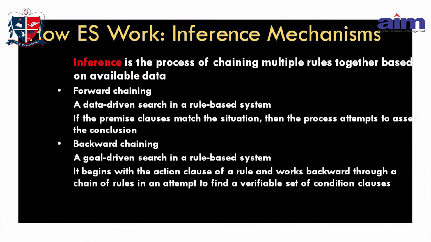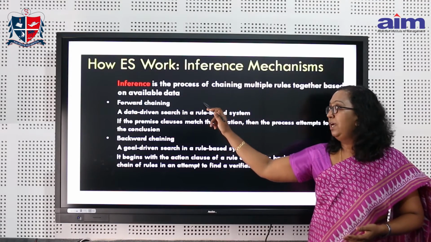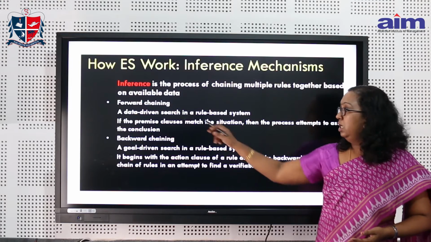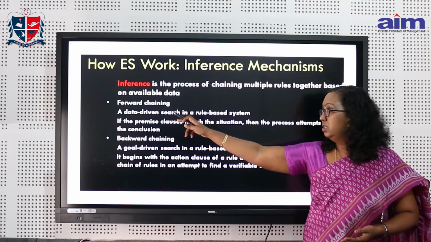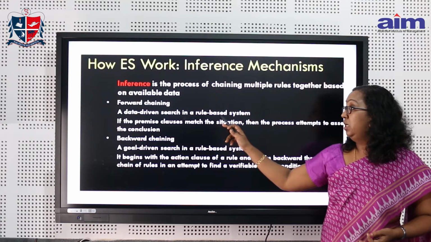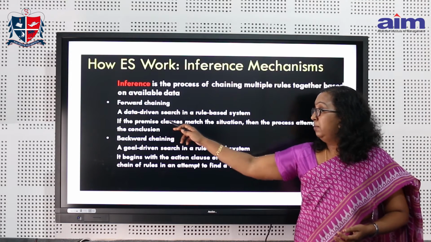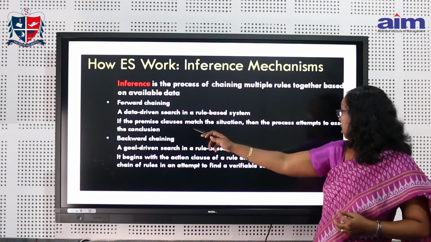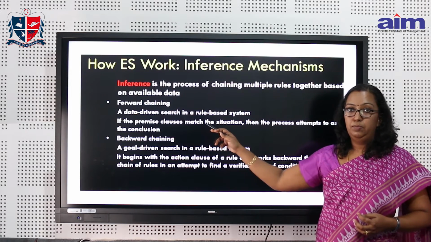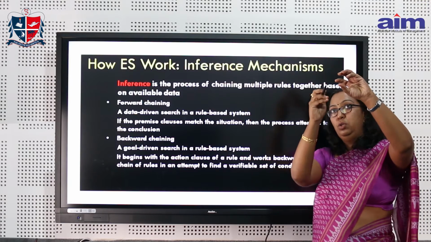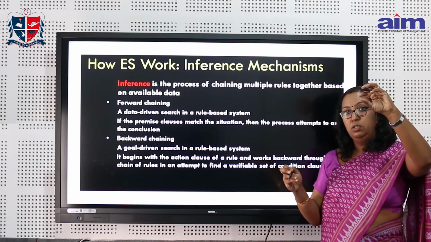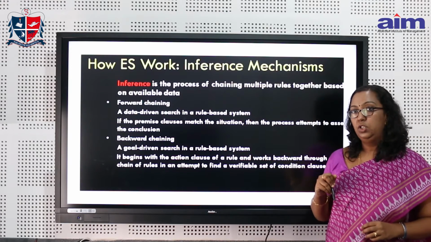Now, how do inference mechanisms work? They work on basically two types of methodology called forward chaining and backward chaining. Now, what does forward chaining do? It is a data-driven search in a rule-based system wherein the premise or clause matches the situation, then the process attempts to assess the conclusion. So, based on data, you go forward and reach a particular conclusion. This is what happens in the forward chaining approach.